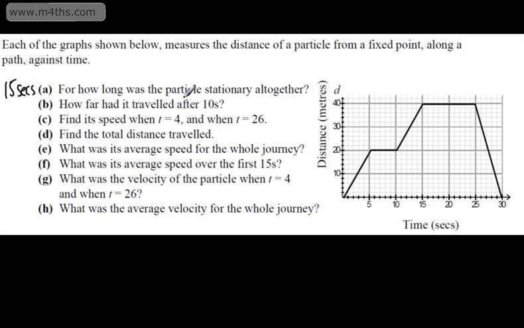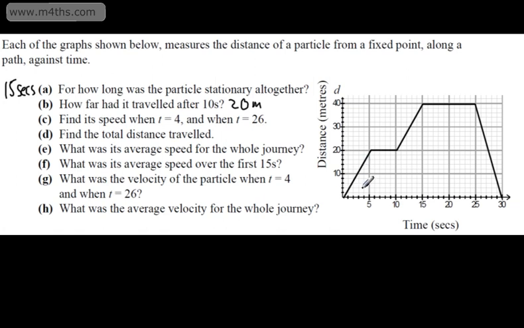How far had it travelled after 10 seconds? So this is 10 seconds. We read up and we read across, and the distance is going to be 20 metres. So how far had it travelled after 10 seconds? So 20 metres. Find its speed when t is equal to 4.